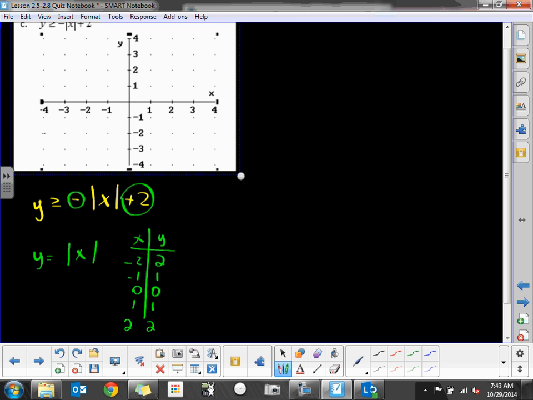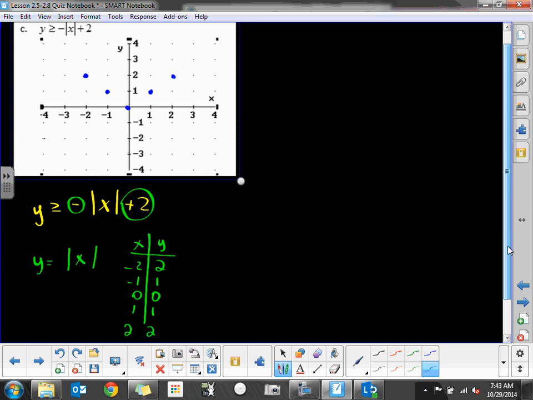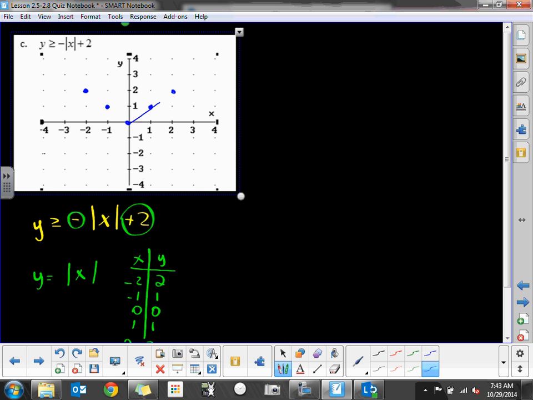So if I graph those ordered pairs on my graph, then I would have the ordered pairs 0, 0, 1, 1, 2, 2, negative 1, 1, and negative 2, 2. And that's what this parent function would look like. It would do this. So basically, it's a line with the slope of 1 and the slope of a negative 1. So that's this function here.